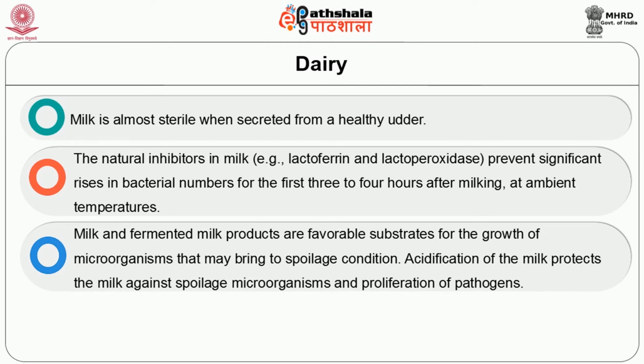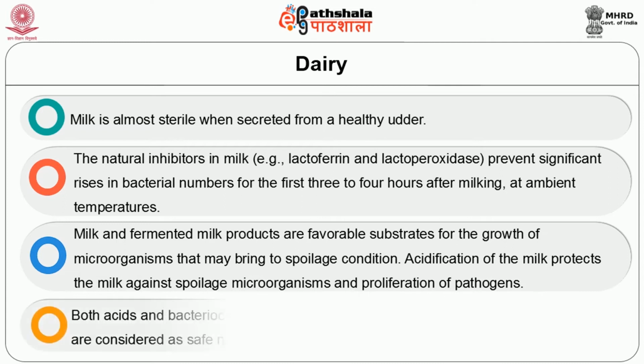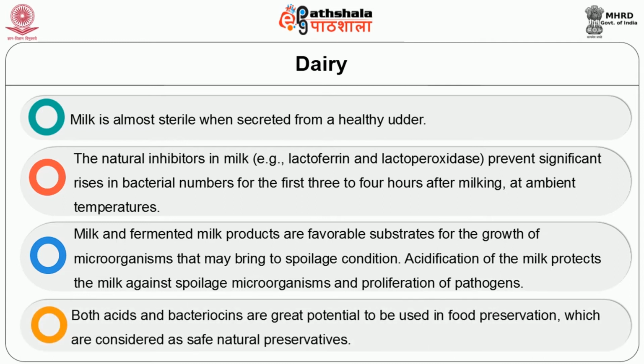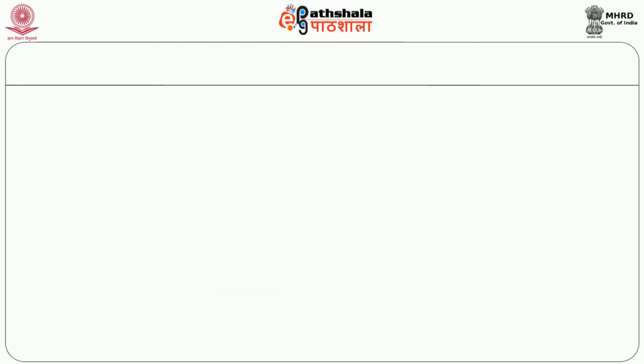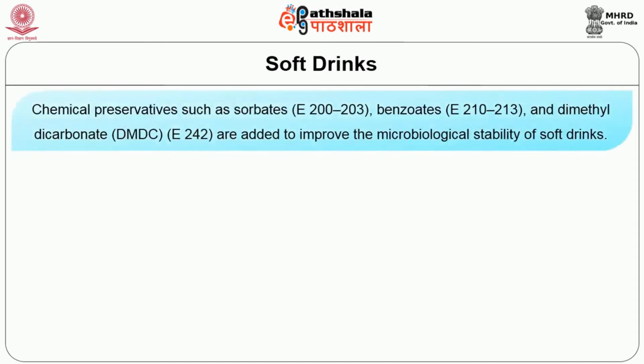Acidification of milk protects the milk against spoilage microorganisms and reduces the number of pathogens. Both acids and bacteriocins have great potential to be used in food preservation, and are considered safe natural preservatives.